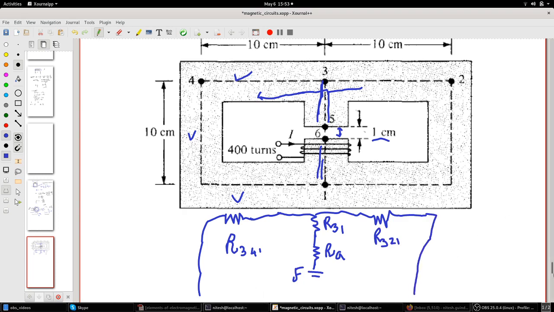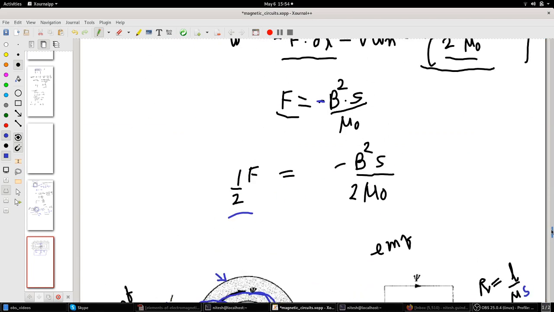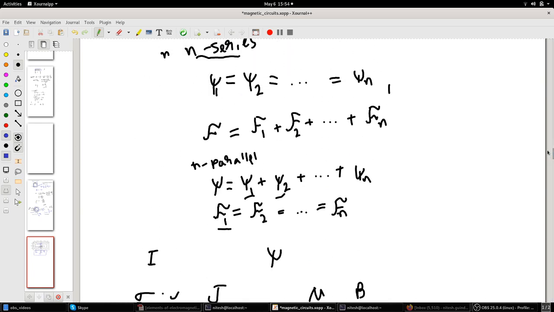So now I can use my Ohm's law for getting my numericals. The flux here will be flowing in this direction, and this direction here. We know that when these are in series, psi1 equals psi2, and when they are in parallel, it is psi1 plus psi2. So this will be in parallel, so psi1 plus psi2 will become equal to psi.